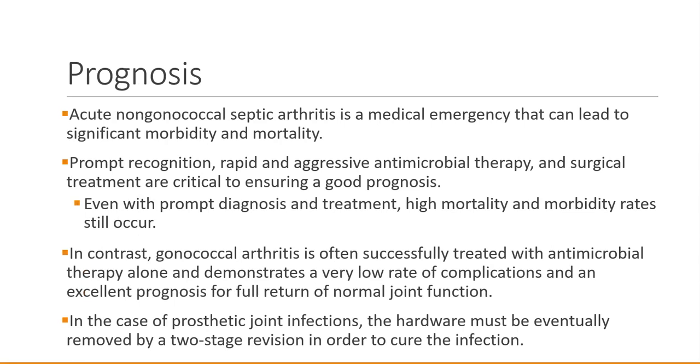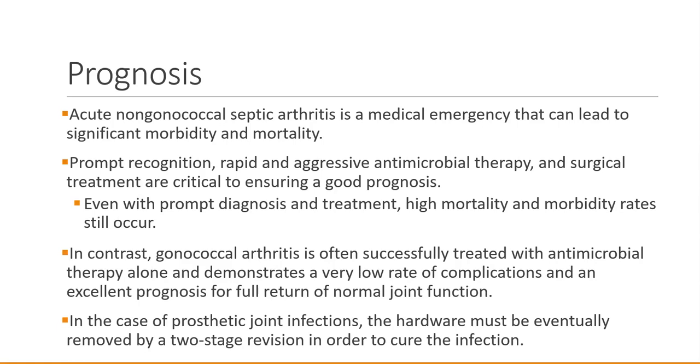The results of the culture are critically important for prognosis. Acute non-gonococcal septic arthritis is a medical emergency that can lead to significant morbidity and mortality. Morbidity is the consequences of an infection, such as damage to tissues, and mortality is death. Prompt recognition, rapid and aggressive antimicrobial therapy, and surgical treatments are critical to ensuring a good prognosis. But even with prompt diagnosis and treatment, high mortality and morbidity rates still occur.